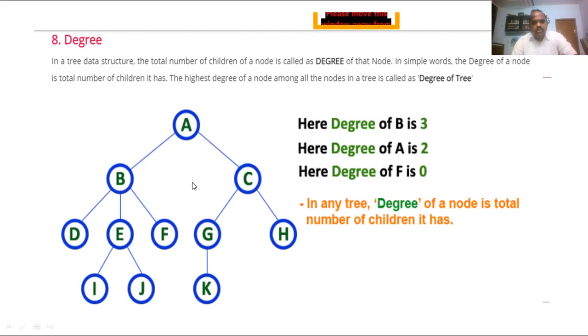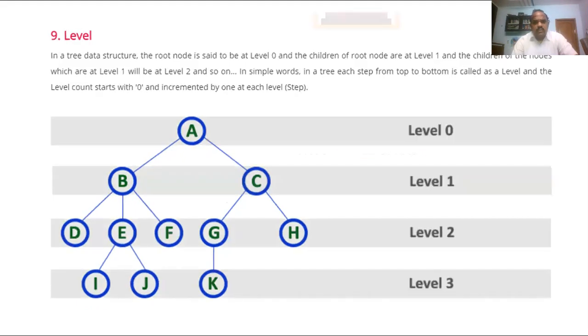Degree of A is 2: B and C, 2 children. Degree of F is 0. F has no children, that's why it is 0. In any tree, the degree of a node is the total number of children it has.